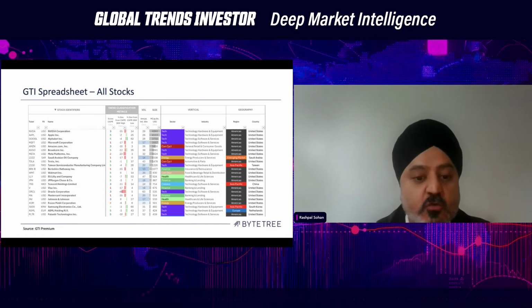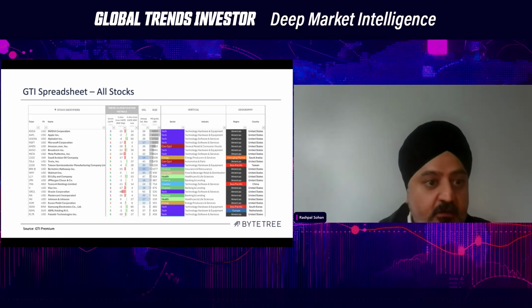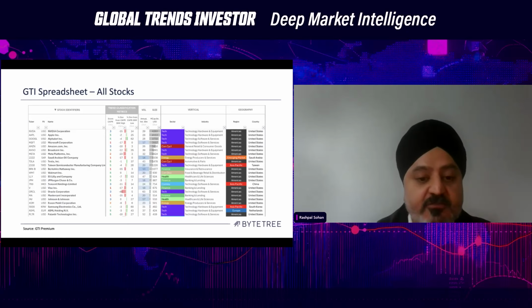Each sheet basically shows qualitative and quantitative information, as you can see over here. On the left-hand side, you'll see the stock ticker, the currency type, and the stock name. That's all the key identifiers of the stock. Which stock are we looking at, right?